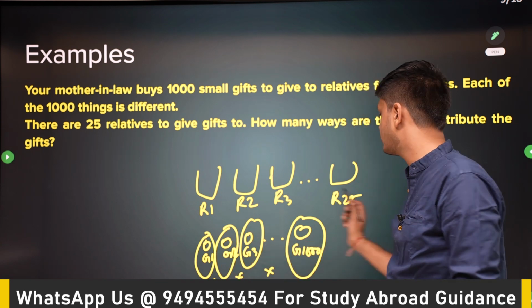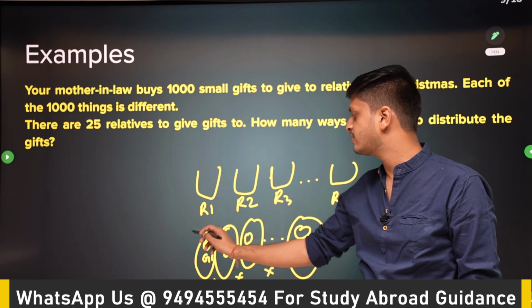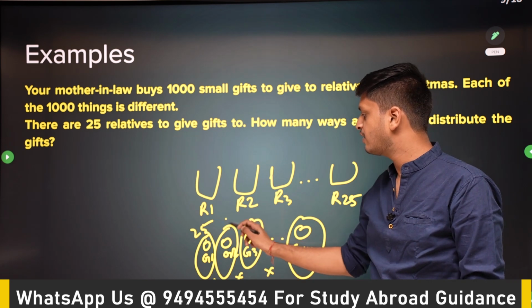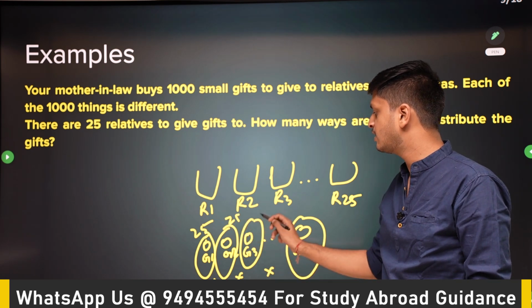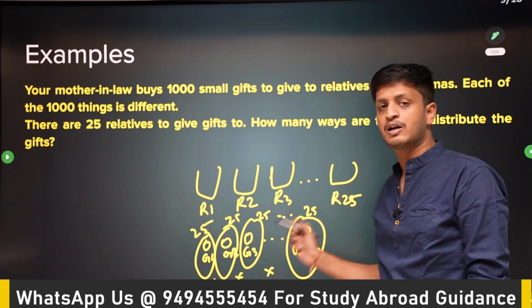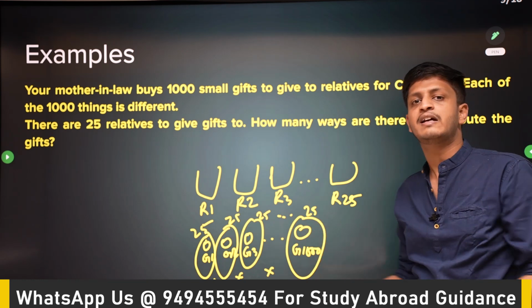I have 25 relatives. I can give the first gift to anyone. I have 25 options for the first gift. I can give it to any relative. And I have 25 options for the second gift. I have 25 options for the third gift. And so on. I have 25 options for the 1,000th gift. So basically I have 25 different options for any gift.